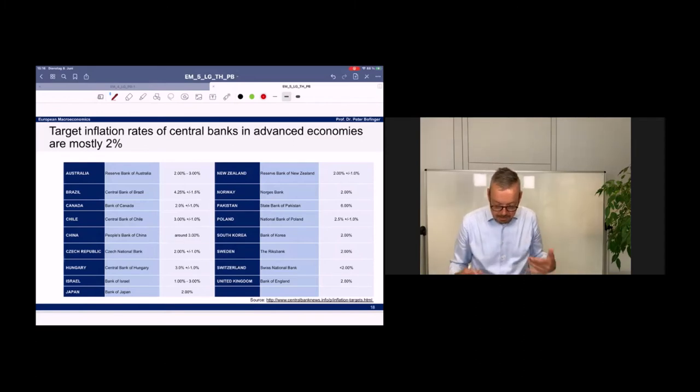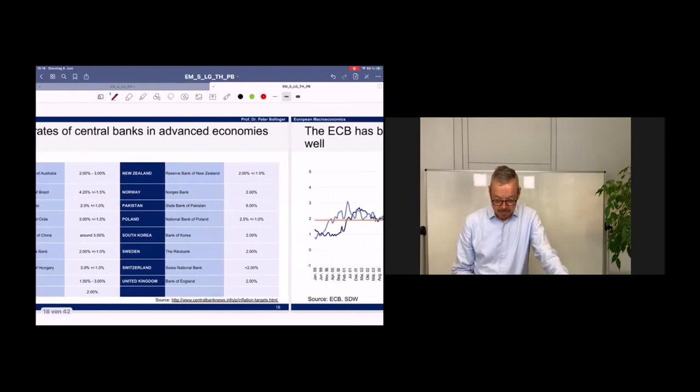And so I think the rationale is relatively clear. It really helps you, the central bank, to deal with negative shocks and to have some distance from the zero lower bound in a situation where you have a kind of equilibrium situation.